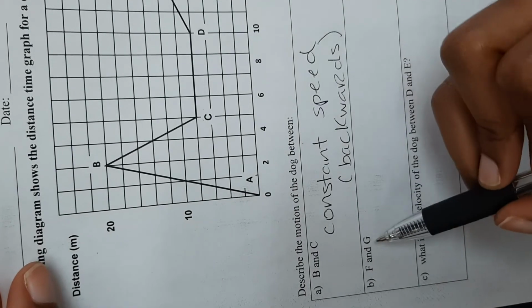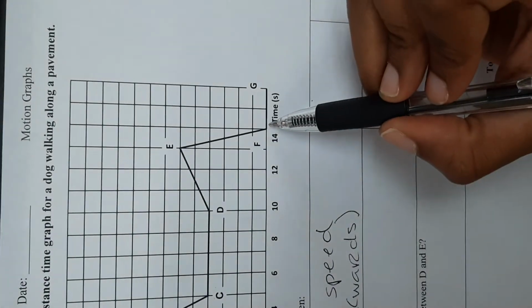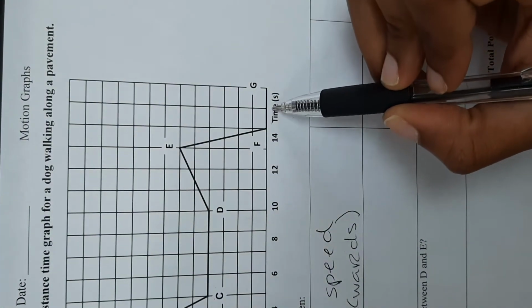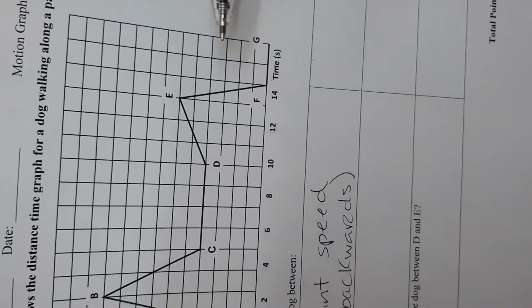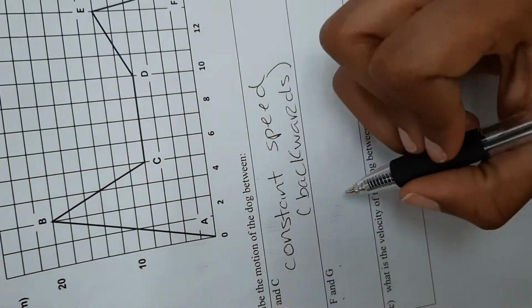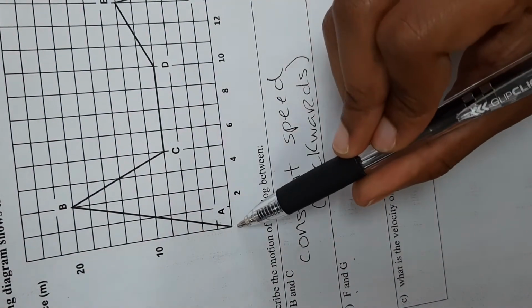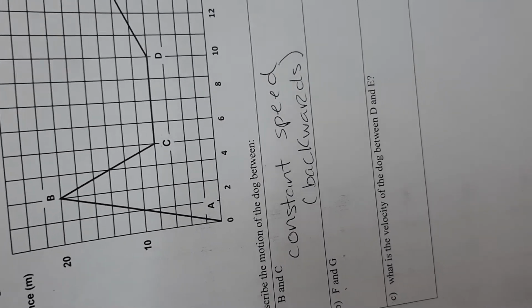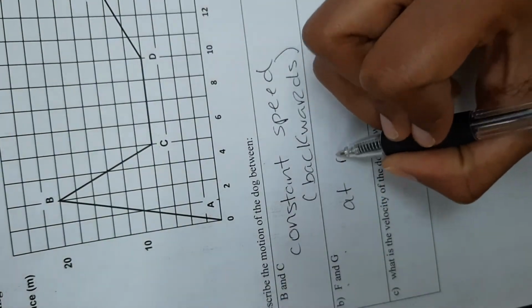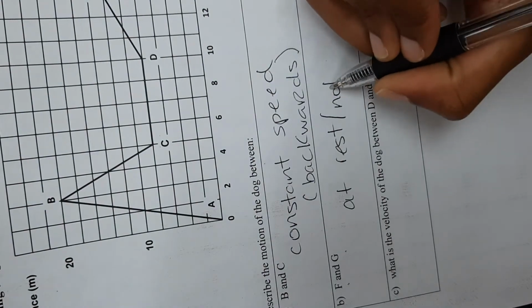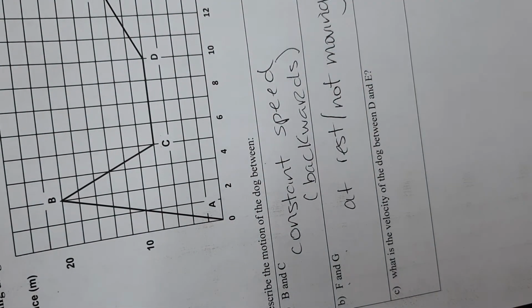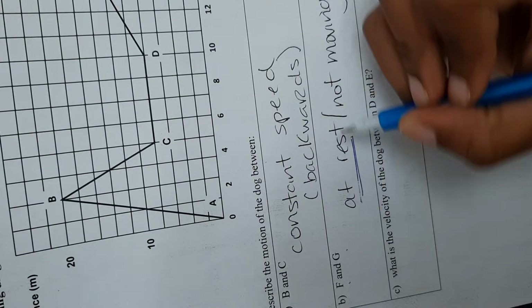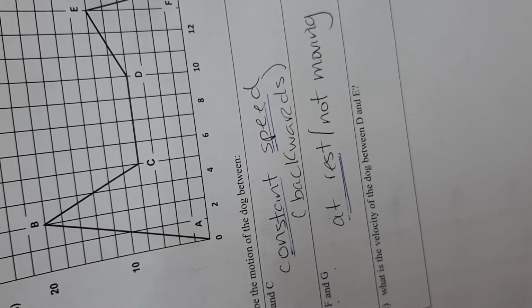Okay, between F and G, that's this section right here, the line is flat. Okay, and what that means is he came back to where he started from. The line is flat, so he is at rest or not moving. Okay, this is the one that you'd want to say on the test. Okay, and finally, what is the velocity of the dog between D and E?